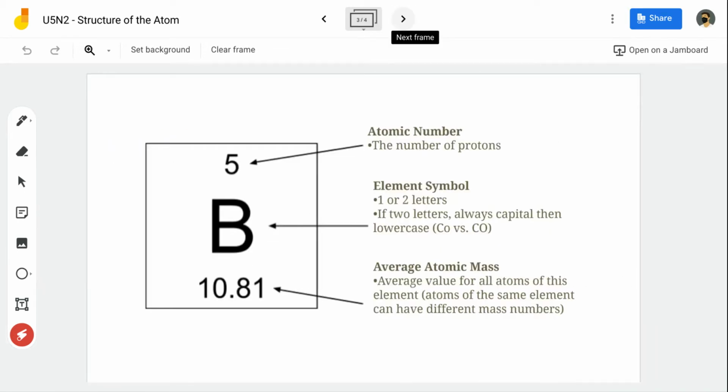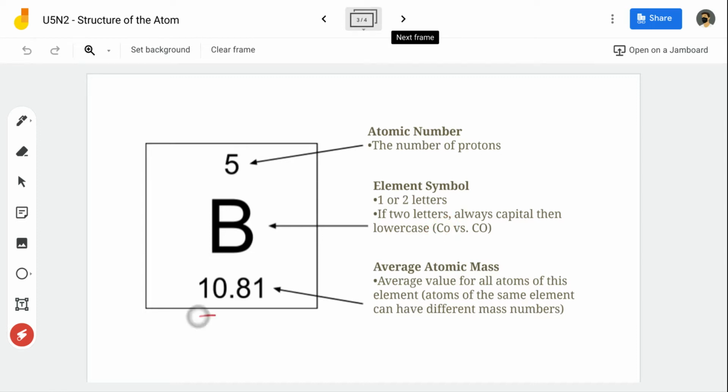In the periodic table of elements, each cell represents a different type of element, and it contains lots of information. At the top, there is an atomic number, which is the number of protons in the atom. And this is different for every single type of element because the number of protons defines what type of element it is. Then in the middle, we have an element symbol, which is 1 or 2 letters. In this case, B stands for boron. And if there are 2 letters, then the second one is lowercase in the element symbol.